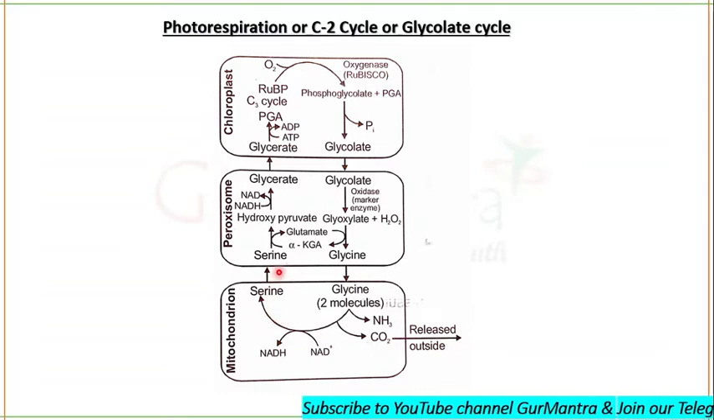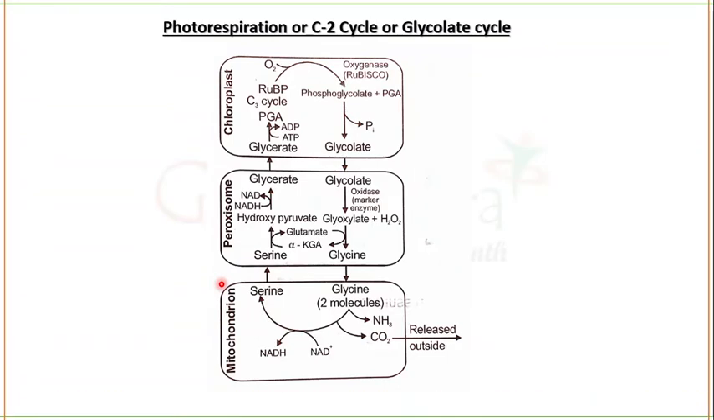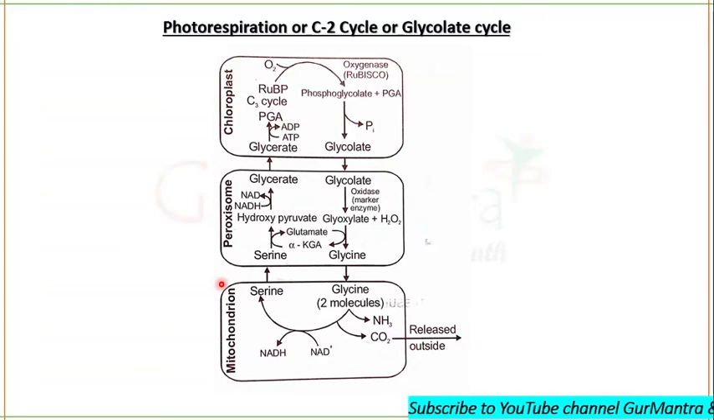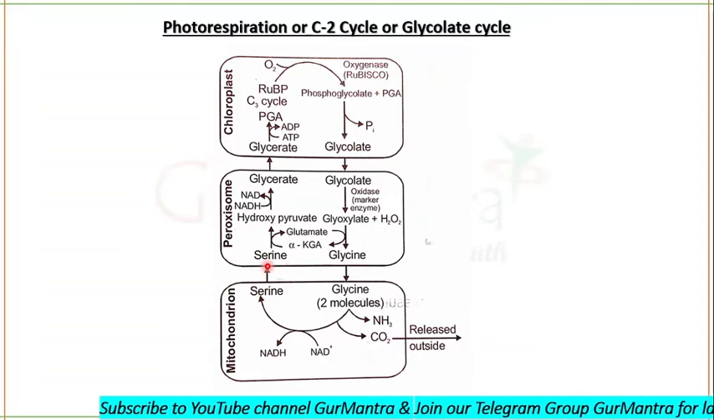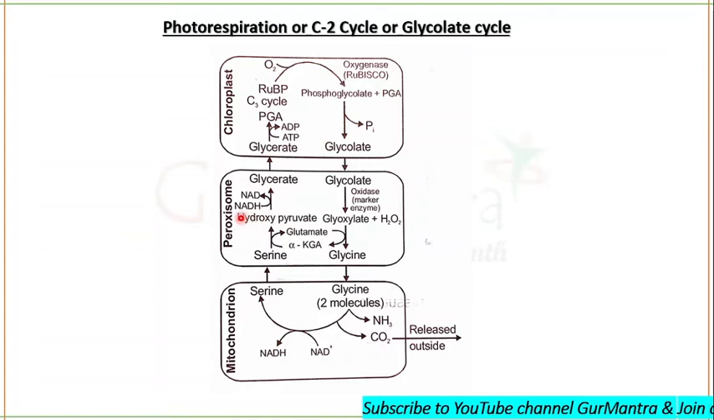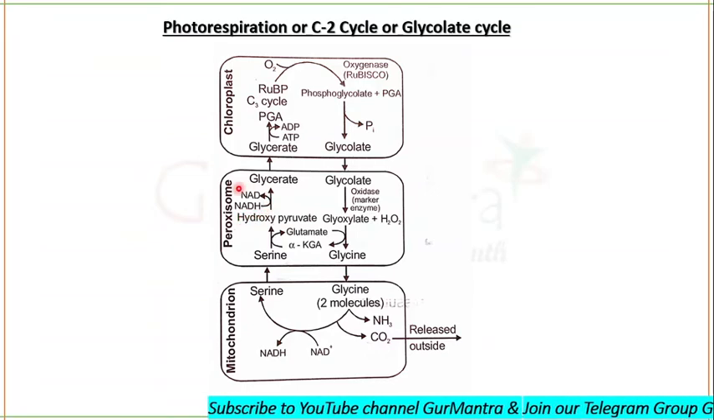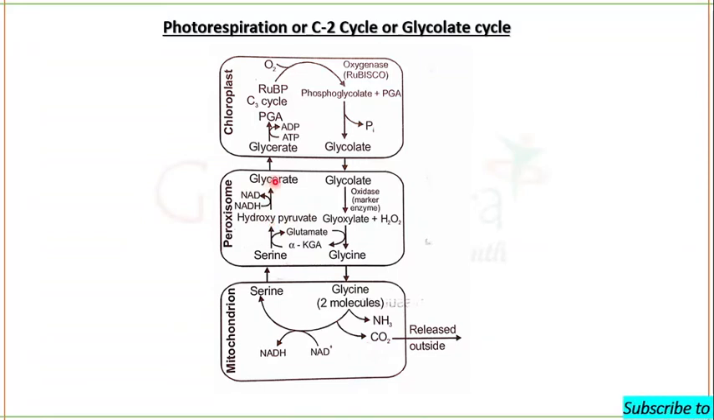This serine moved to peroxisome. Serine is formed in mitochondrion. Such kind of questions are usually asked, that where serine is being formed, where glycine is being formed. Okay, this serine moves to peroxisome, where it gets converted into hydroxypyruvate. There will be conversion of NADH into NAD. NADH will be used, and hydroxypyruvate will be converted into glycerate.